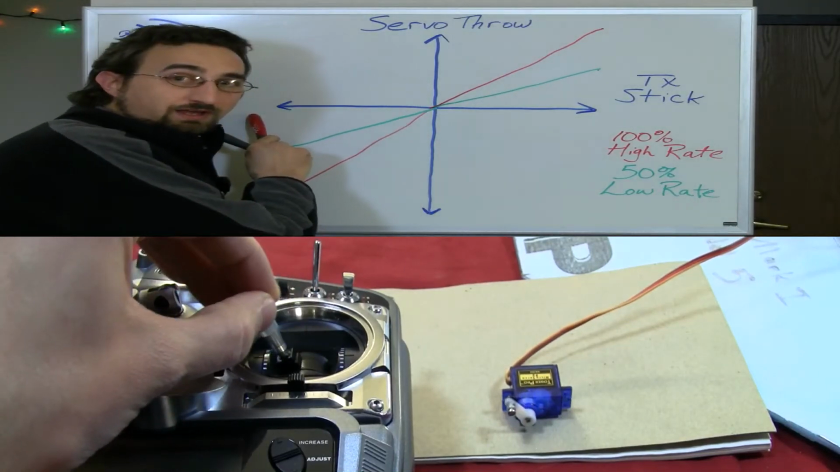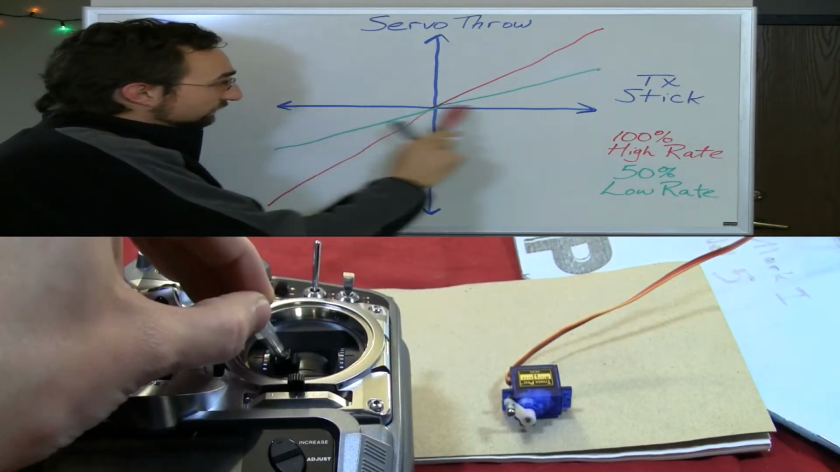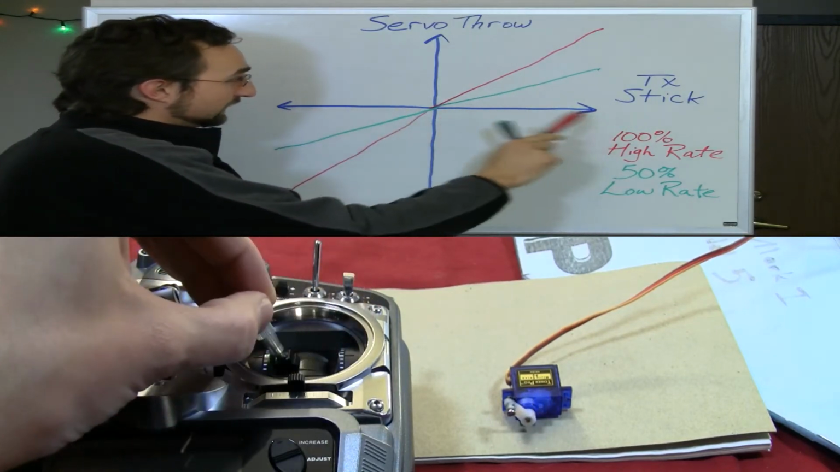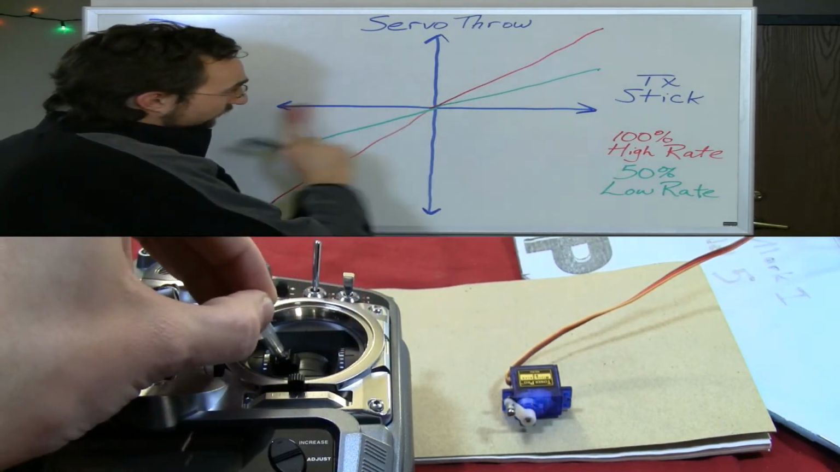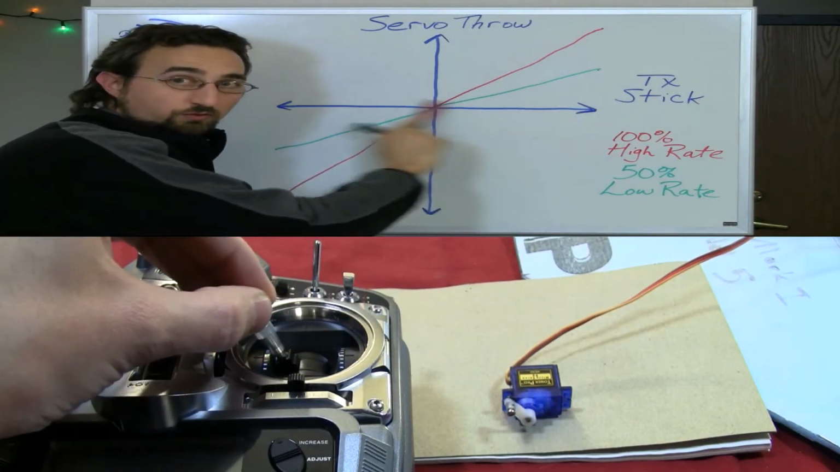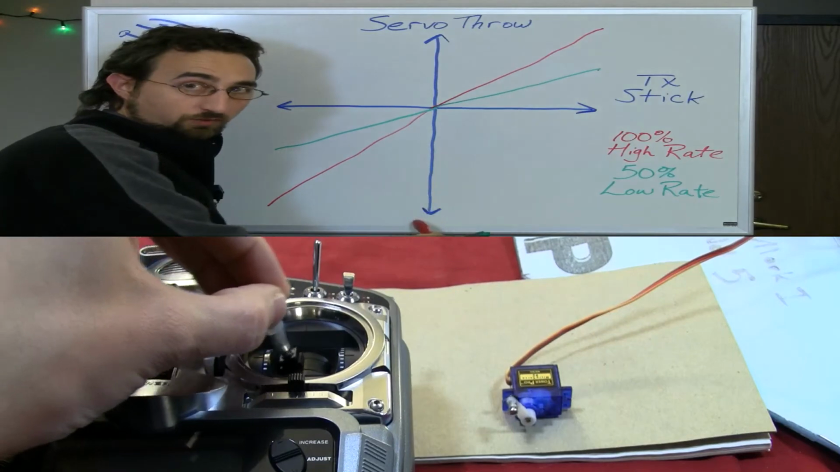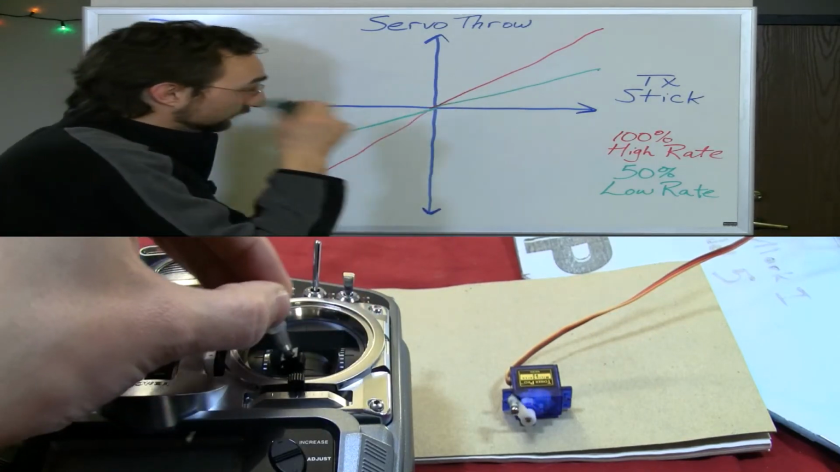By default of a high rate, 100%, you can see that I'm moving the transmitter left and right, or at least I hope I am, because that should be what's happening on the bottom of the screen. Left and right, transmitter stick full movement, all the way across, nice and slow. A servo is moving its arm all the way from one endpoint to another.